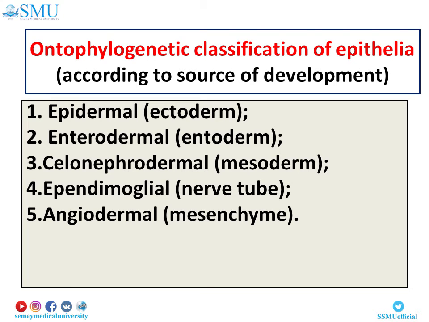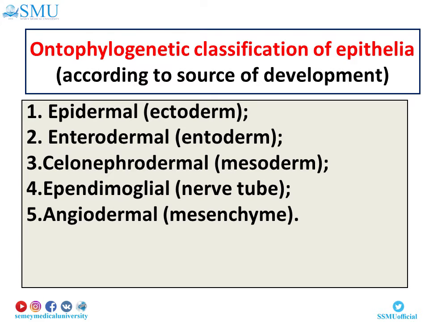Ontophylogenetic classification of epithelia. This classification is based on source of development. According to source of development, there are 5 types of tissues: epidermal, derived from ectoderm; enterodermal, derived from endoderm; celonephrodermal, which source is mesoderm; ependymoglial, derived from nerve tube; and angiodermal, which source is mesenchyme.